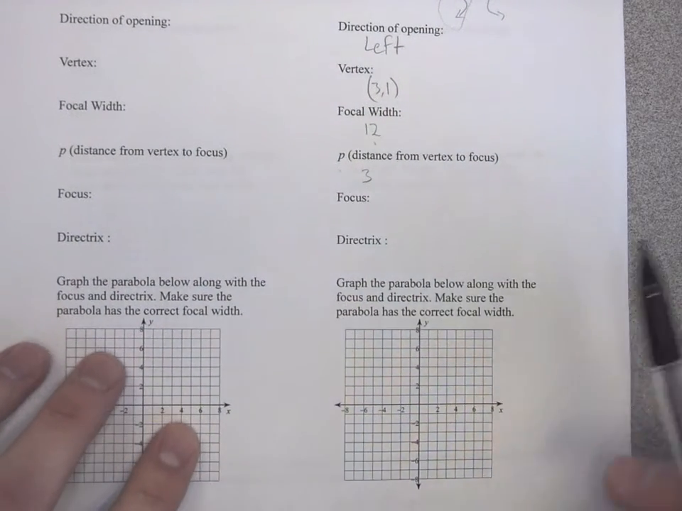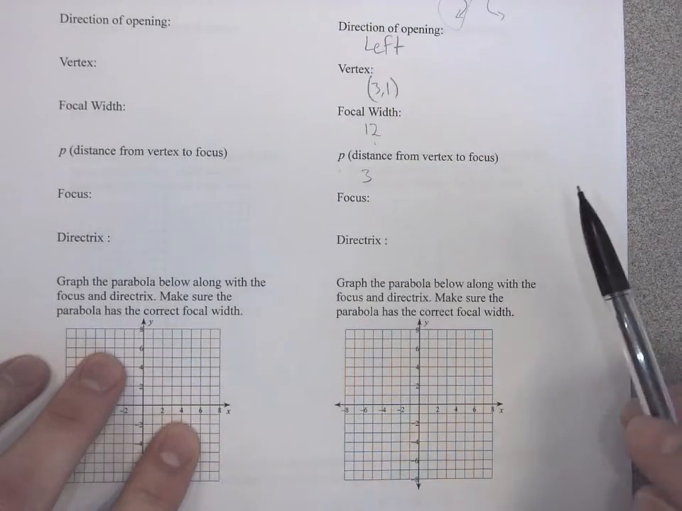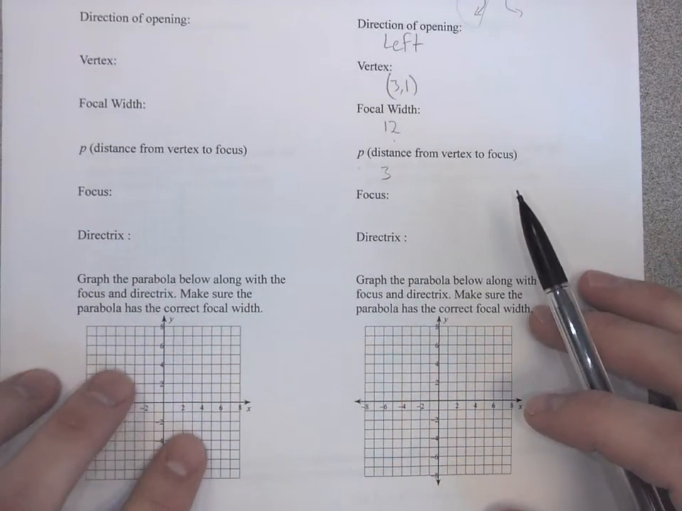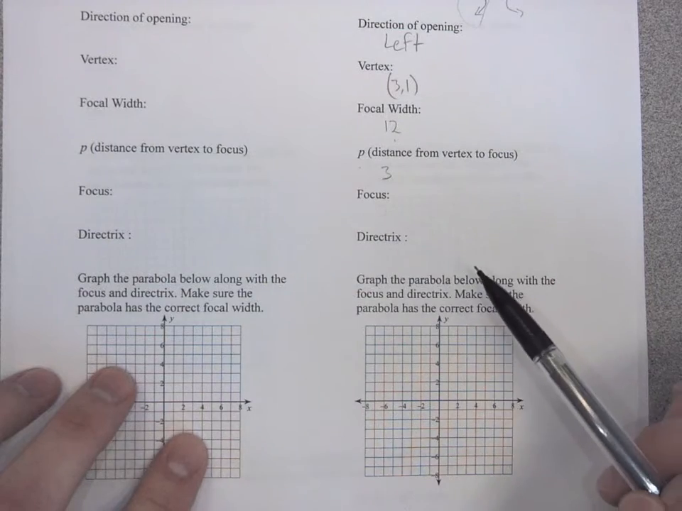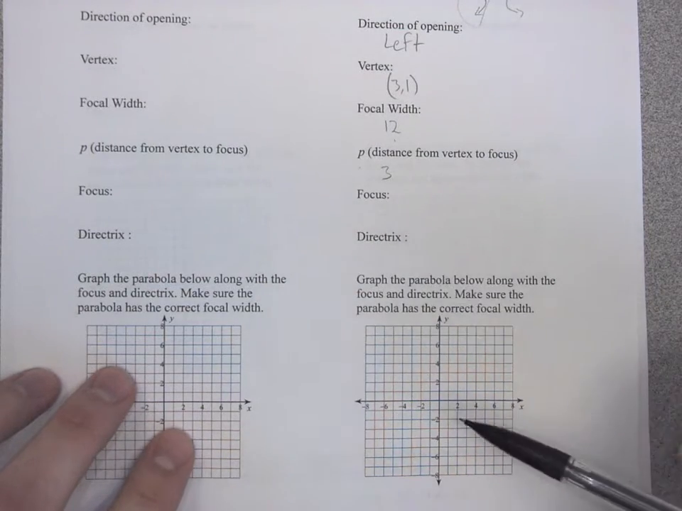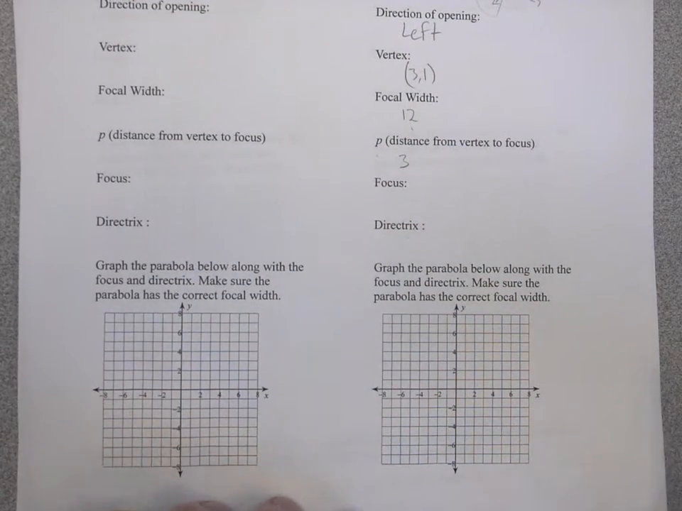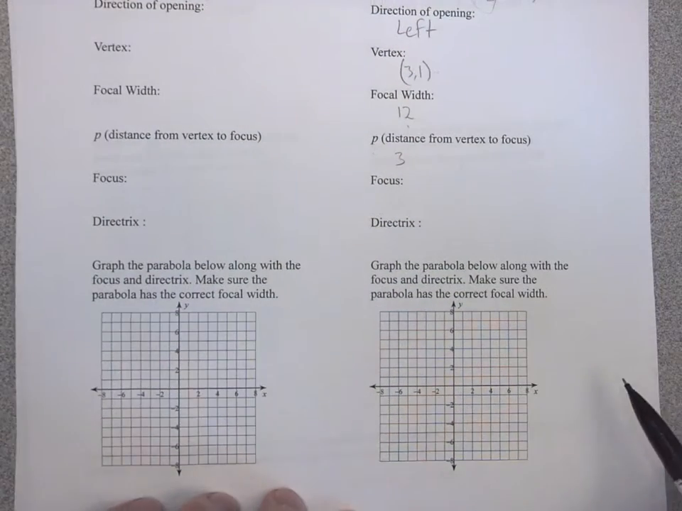Okay. Now, finding the focus and the directrix is a little bit tricky without using a graph. So I'm going to put all this stuff on the graph, and that's going to help me figure out these last two. You can definitely do it without graphing it, but I like putting it on a graph so I can start visualizing it. Let's start with the vertex. That's at 3, 1.